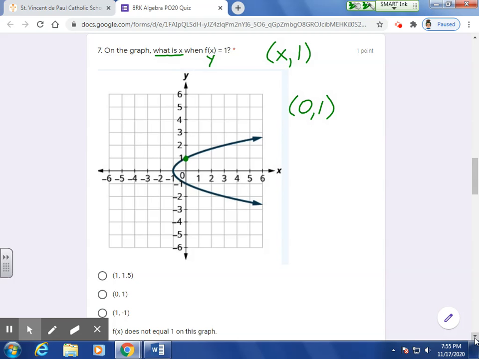So when y is 1, x is 0. That's what this ordered pair is, 0, 1. When y is 1, x is 0. So we have it here. Okay. If we look at the other incorrect answers, 1, 1.5, well, that's on the graph, but it's not when y is 1, right? Y is 1.5. 1, negative 1, option C, well, that's not on the graph. So we're looking for the y value of 1, and x is 0.